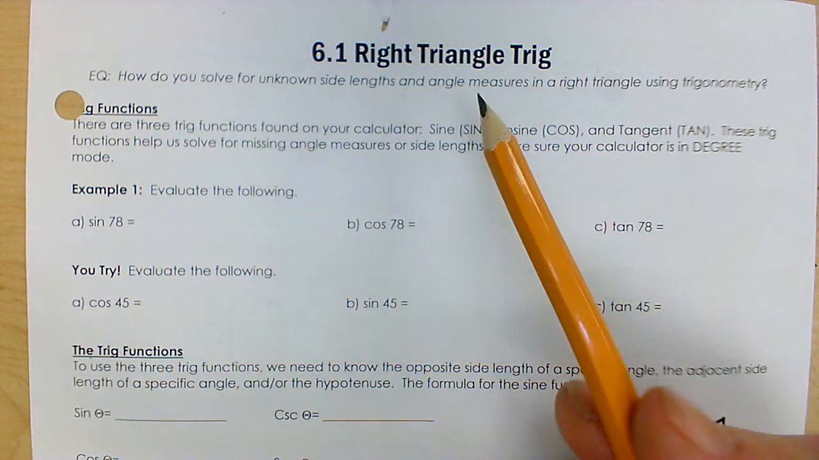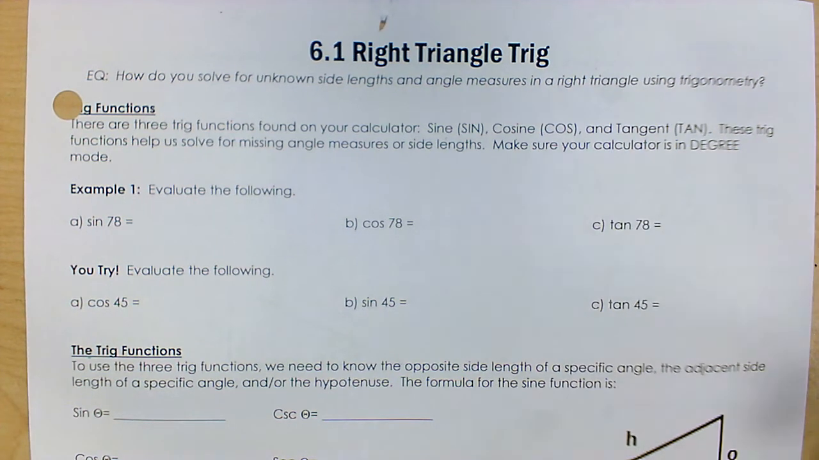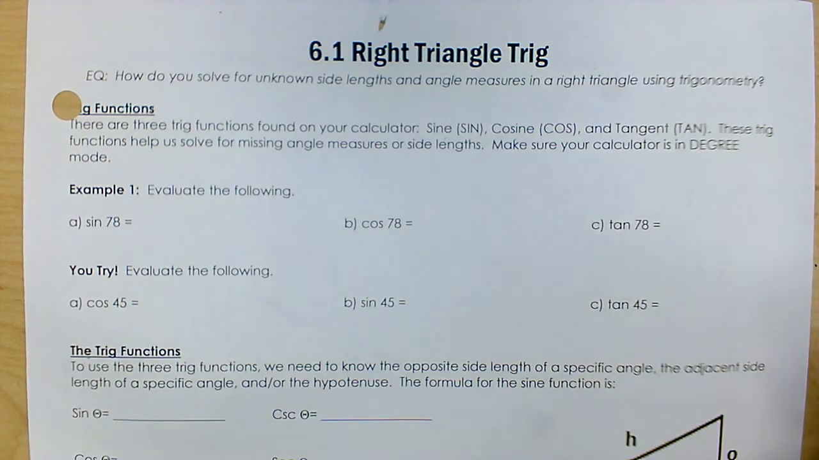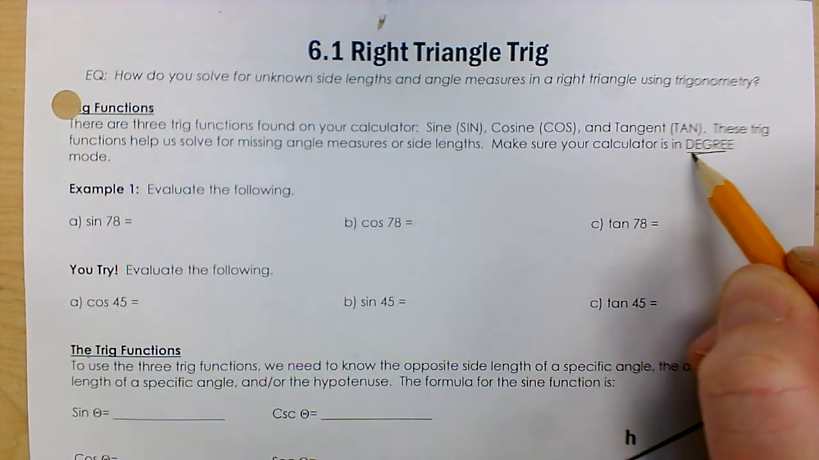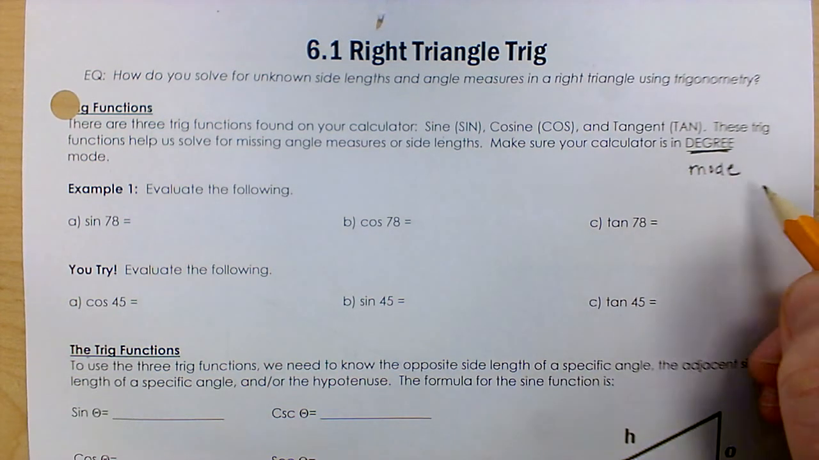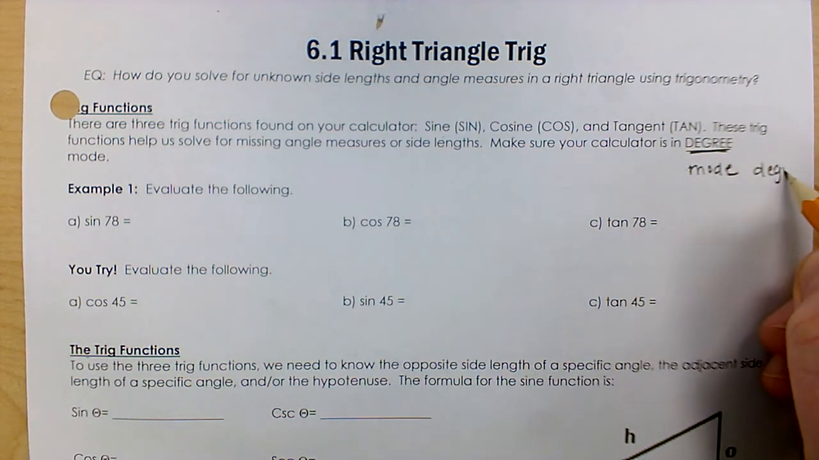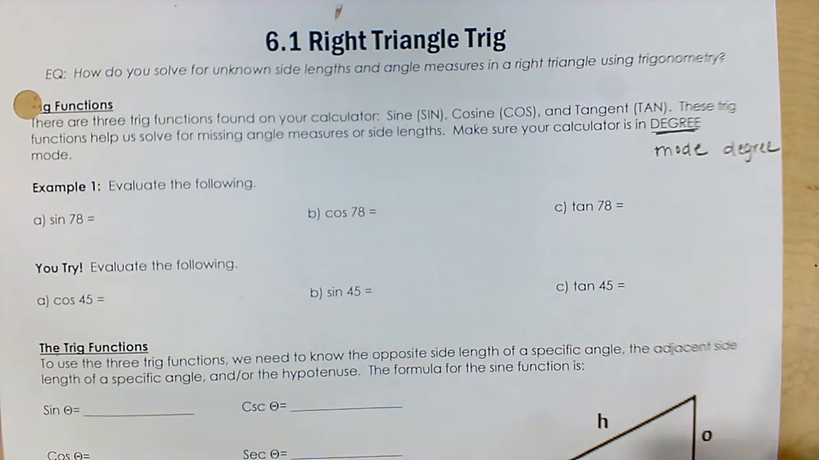So first of all, there are 3 buttons on your calculator. We have sine, cosine, and tangent. You should be familiar with those buttons from past years. They help us solve for missing angle measures and side lengths in right triangles. So you always want to make sure your calculator is in degree. Go to mode and make sure degree is highlighted.